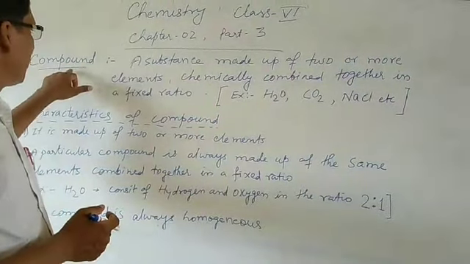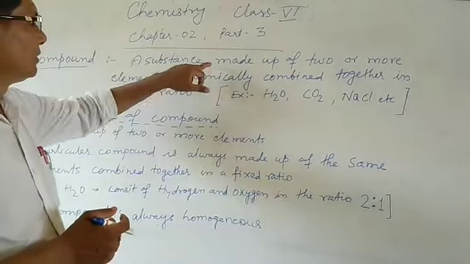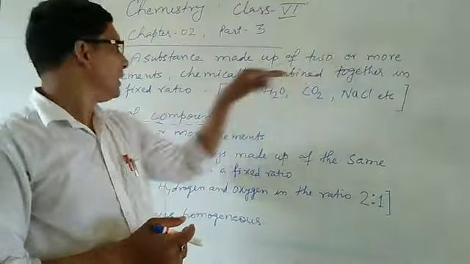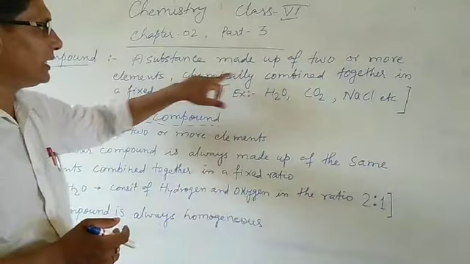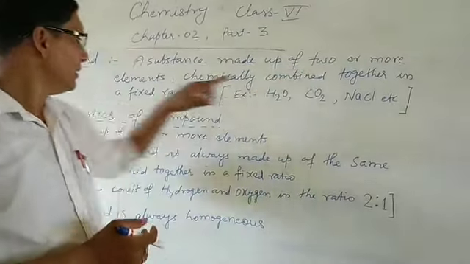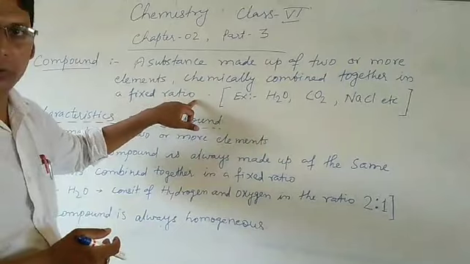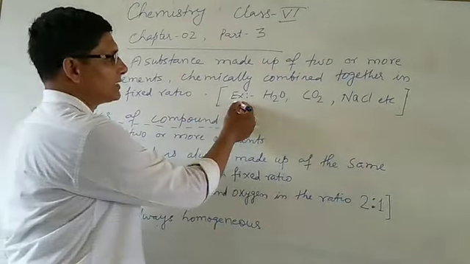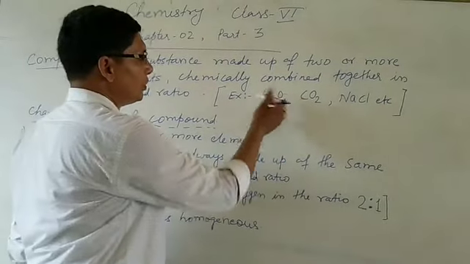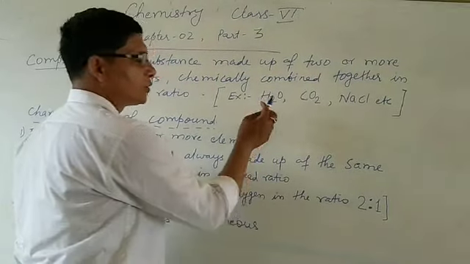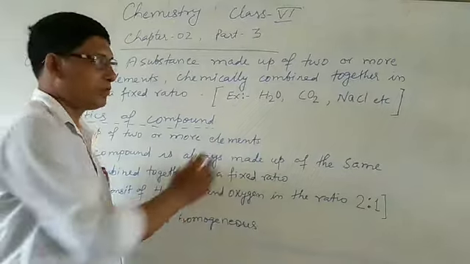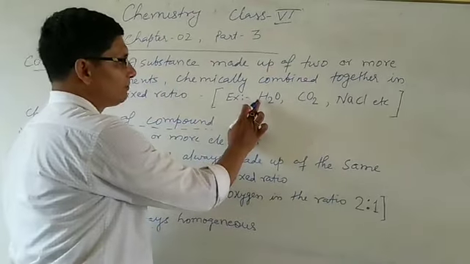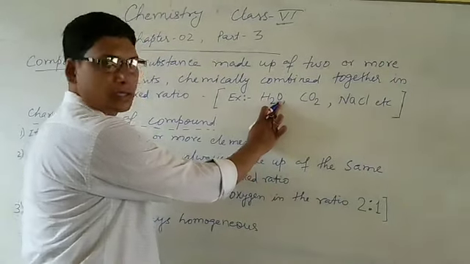What is a compound? A compound is a substance made up of two or more elements chemically combined together in a fixed ratio. It's called a compound. For example, H2O. It is water. H2O is the formula of water. You see, it consists of two different elements, hydrogen and oxygen.